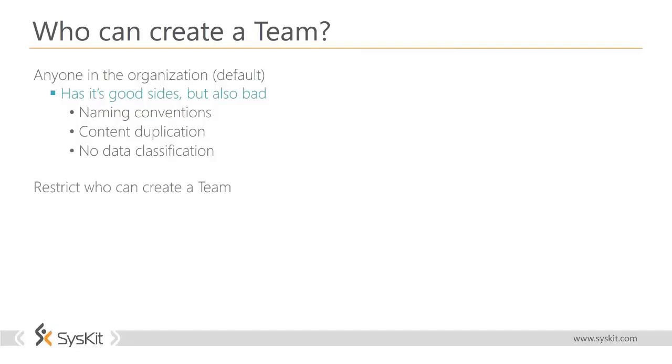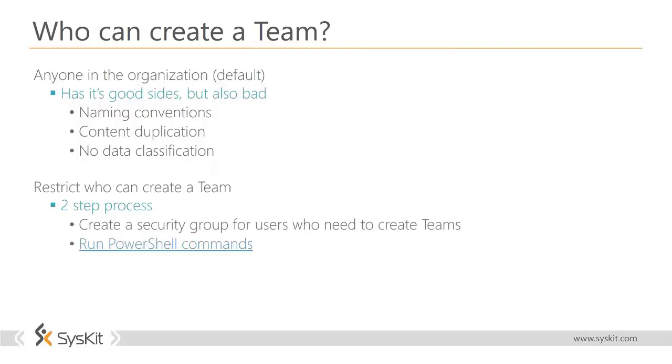So you have an option that you can actually restrict who can create a team. And this is done in a two-step process. First, you have to create a security group for users who have the permissions to create teams. And the second one is to run a couple of PowerShell commands. I will not go over them here because they're not that important. You just pretty much copy-paste them from the Microsoft article and run them. And the last option is that you can completely disable it and leave the creation permission just for your administrators.